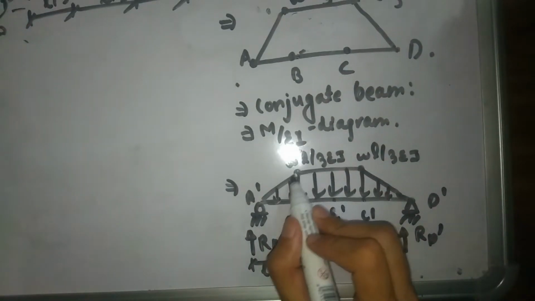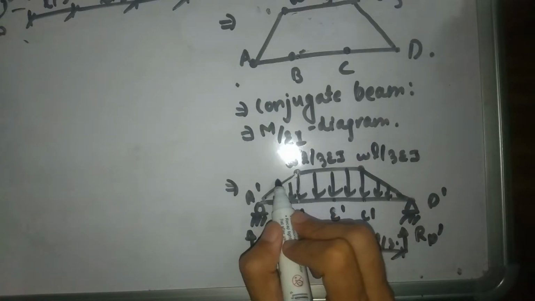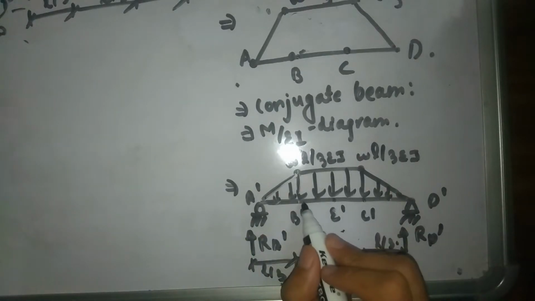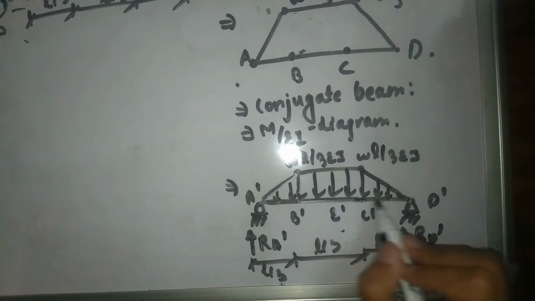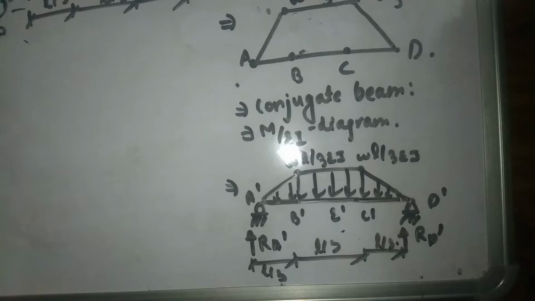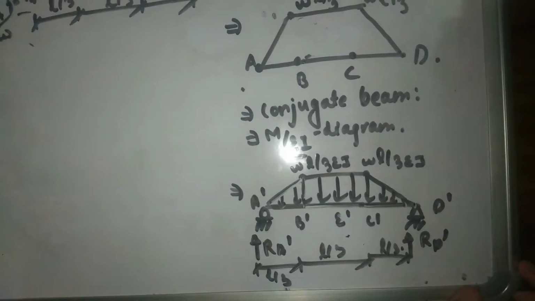Now we have a UVL, uniformly varying load, for section A dash B dash. We have a UDL for section B dash to C dash, and for our section C dash to D dash, we have another UVL. So firstly, we are going to calculate our support reaction.